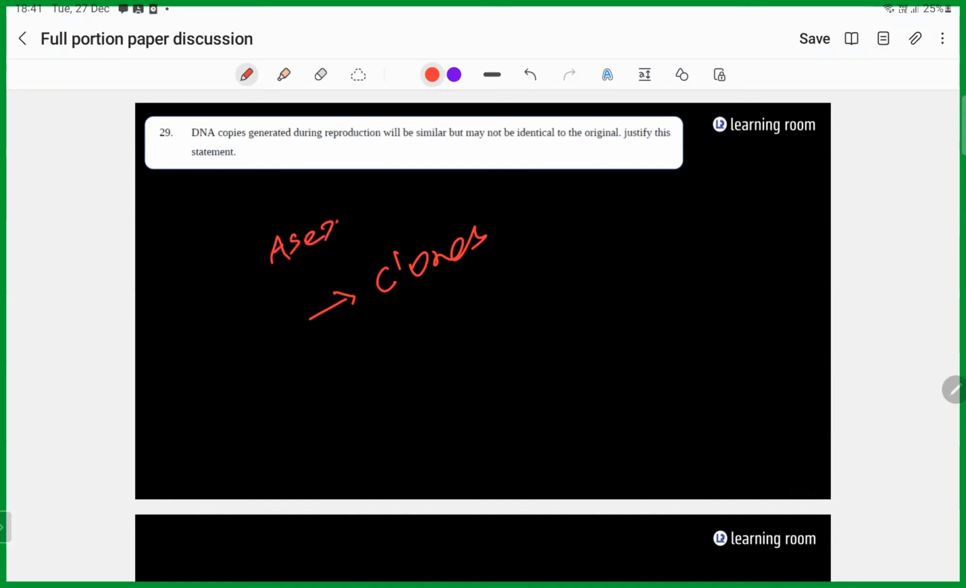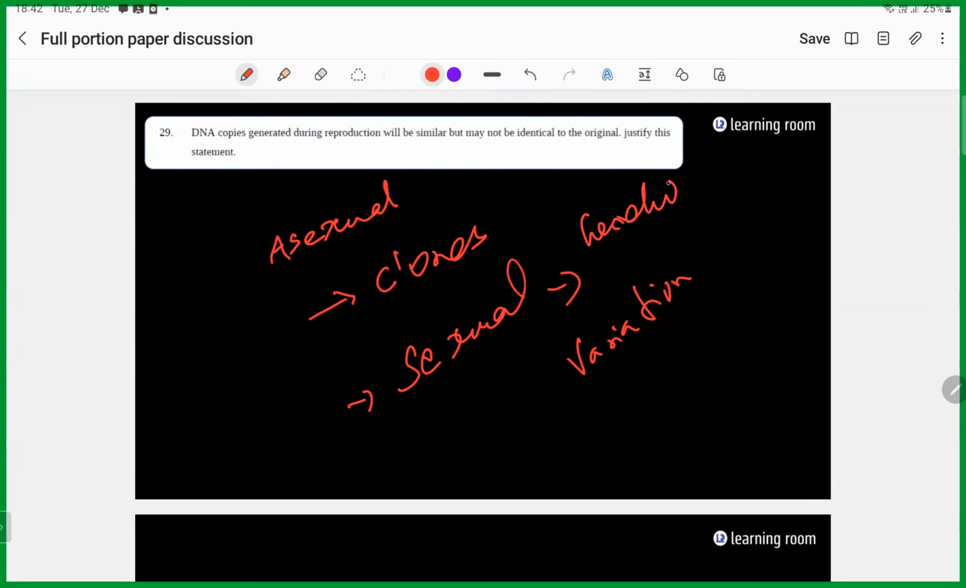During asexual mode of reproduction. What is the significance of sexual mode of reproduction? It causes variation. And the important thing is genetic recombination, paternal and maternal DNA. So that's a very important thing.